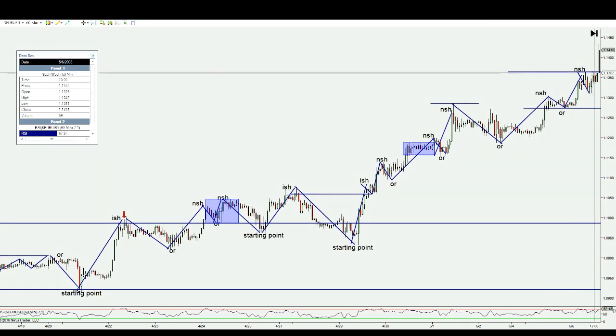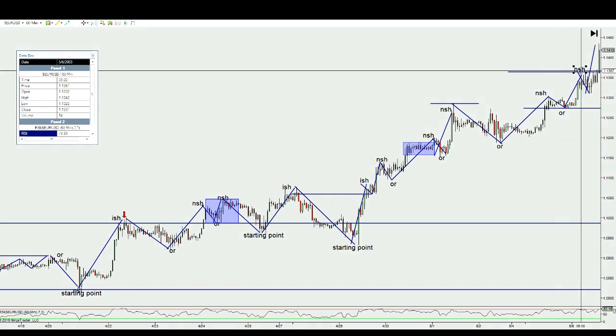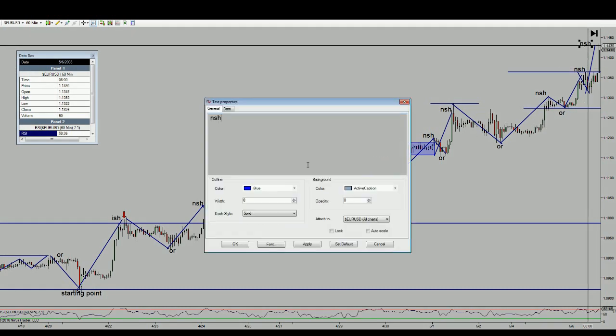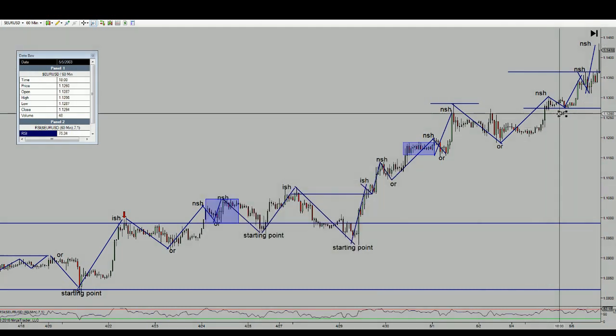Oh, look at that. Doesn't even matter. Higher high, higher close, which means new structure low. I mean, new structure high. Sorry. And with that, we get a new outside return.